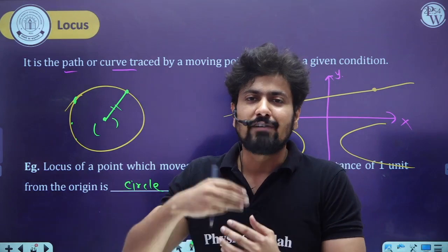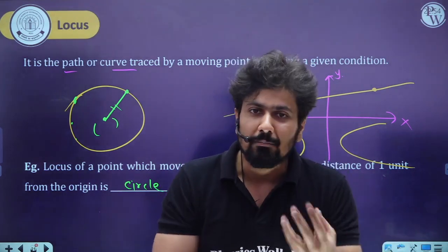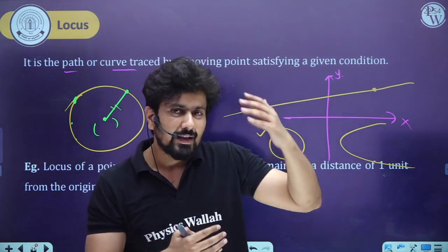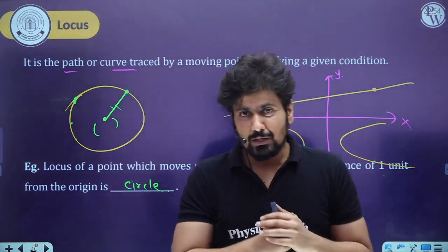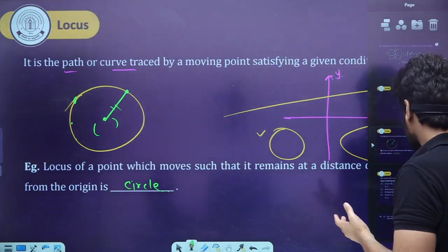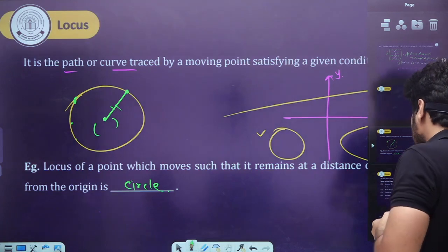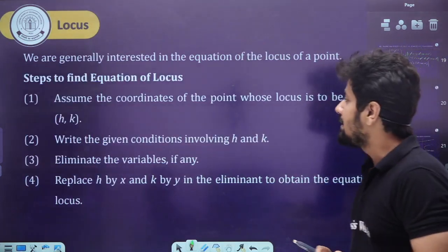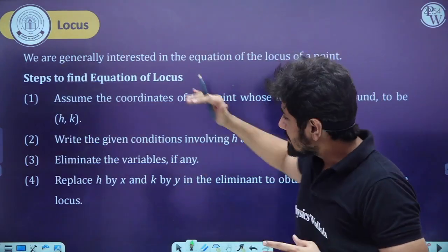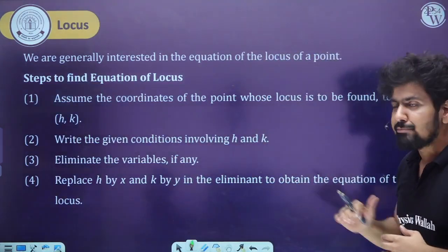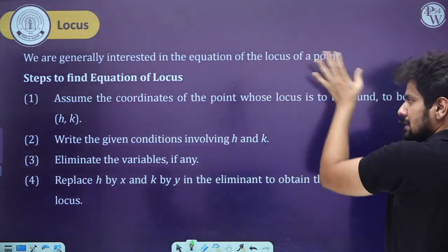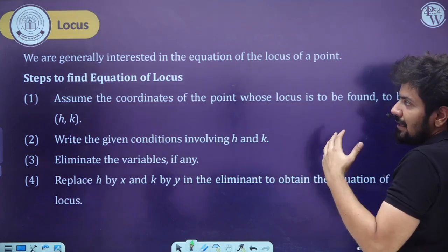It's not just about finding the equation, it's about what it means. We'll be talking about everything in depth. Now the next important thing is, how do we find the locus? How do we get the equation of a locus? There are some rules, some steps to find the equation of a locus. We are generally interested in the equation of the locus of a point.